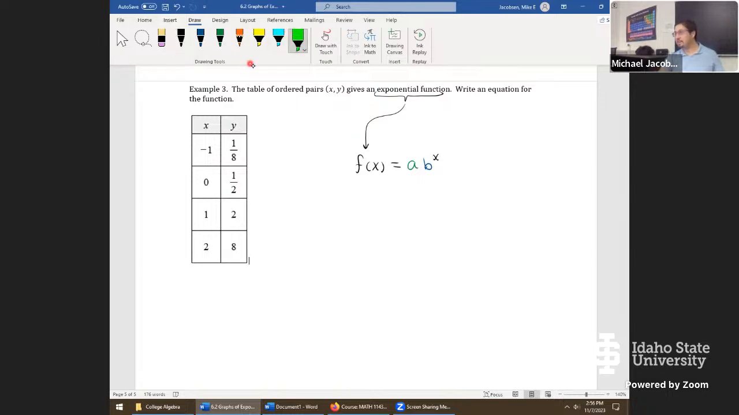Exactly. The initial value is this right here. The way we can tell is because of the 0. So that's the initial value. So right away, we can say next, f of x equals 1/2 times b to the power of x.